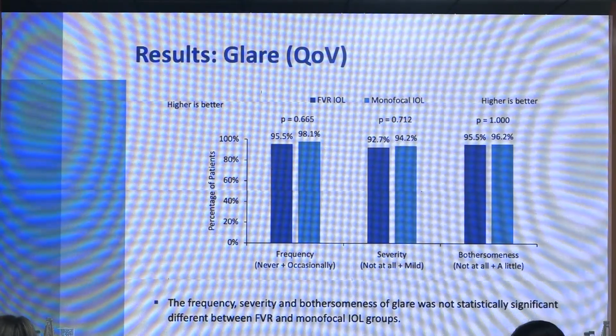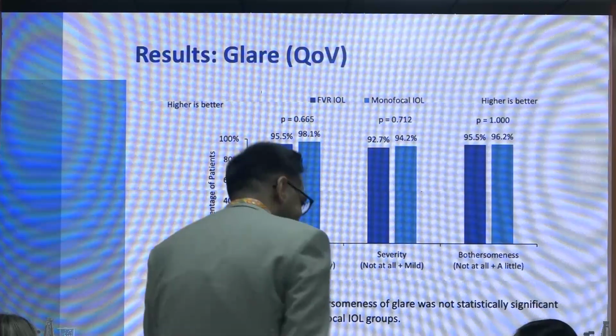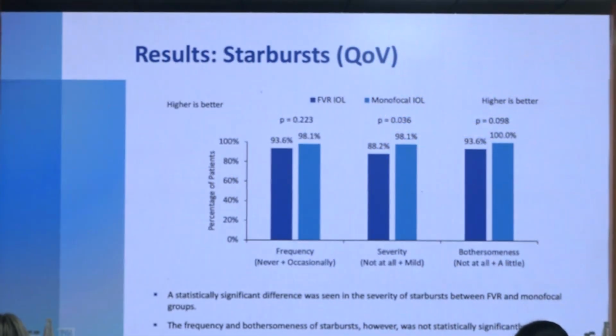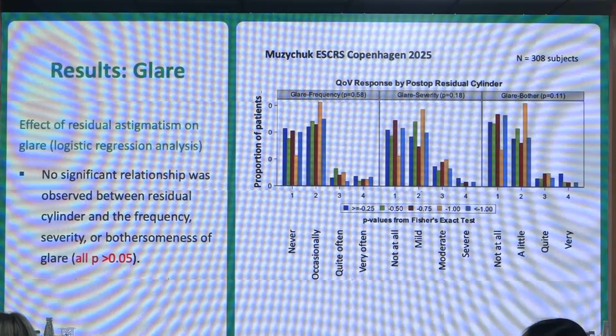In terms of glares, the frequency, severity, and bothersomeness of glare was not statistically significantly different between full visual range and monofocal IOL groups. Looking at starbursts, a statistically significant difference was seen in the severity of starbursts between full visual range and monofocal groups, but the frequency and bothersomeness of starbursts was not statistically significantly different.